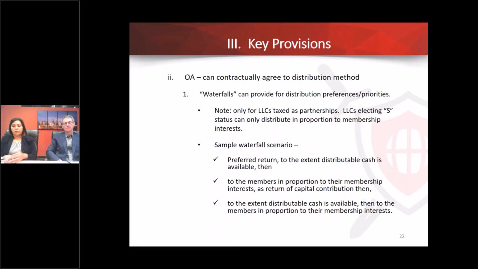So a waterfall scenario that we've seen, and I've seen this in the real estate industry in particular, is you may have a class of units that are going to get a preferred return, so they get paid first at some annual percentage, and that could be accumulated until paid. And the next step in the waterfall is, if there's distributable cash available, you can do a return of capital contribution proportionate to the member's interest, and then after that, if there's cash available, you go and do a profits distribution.